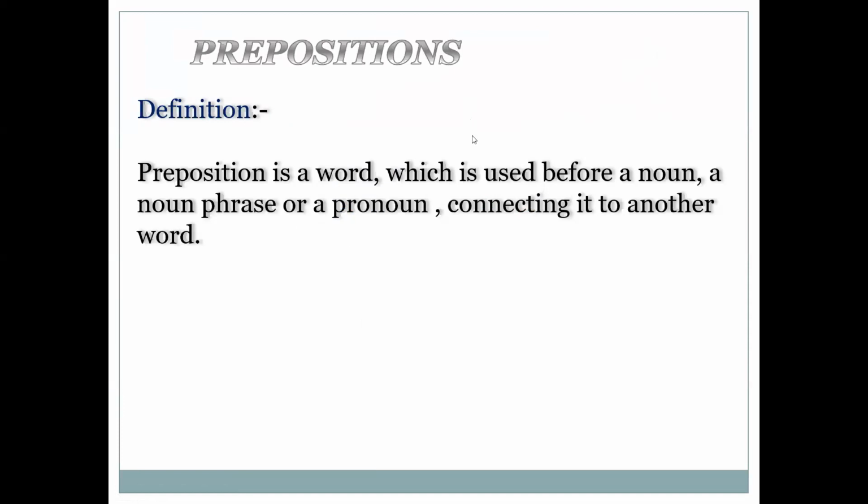Yeah, good, screen is visible, very good. A preposition is a word which is used before a noun phrase or a pronoun, connecting it to another word. The dictionary definition, okay? Basically, you have to remember the word connection. A preposition connects one word with another, one pronoun with another, one noun with a pronoun. So it will connect, okay? Now, if I say the ball is over the table, under the table, beside the table, around the table, all these words are prepositions. It is just talking about where it is and how it is connected.